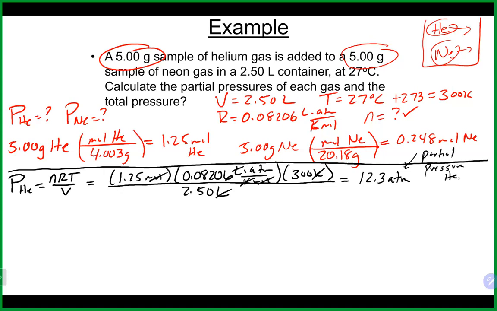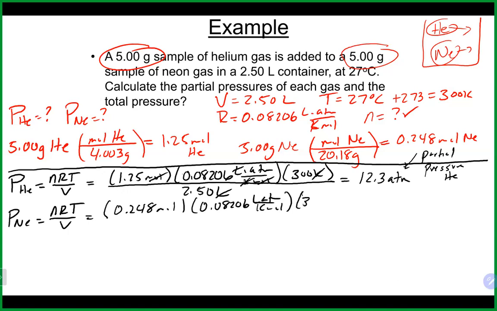So that is considered the partial pressure of helium. We're going to do the exact same calculation here, but we're just going to substitute in neon's moles. Once again, because they are in the same container, temperature and volume are going to be the same for both of them. So we will do the partial pressure of neon, which would be nRT over V. Putting in neon's moles, which is 0.248. Once again, our gas constant is a constant number here.